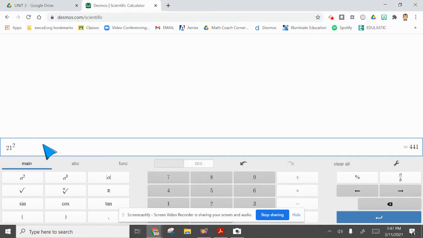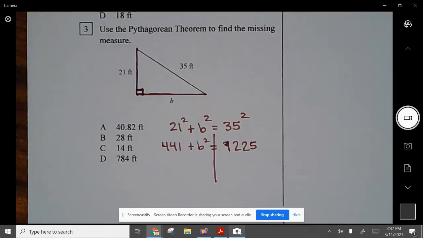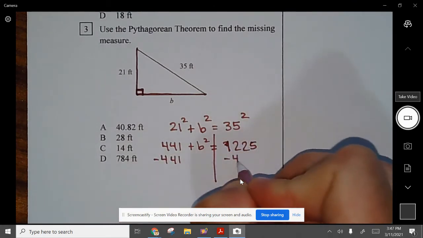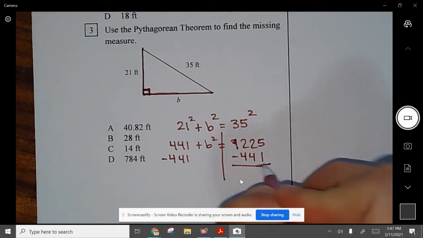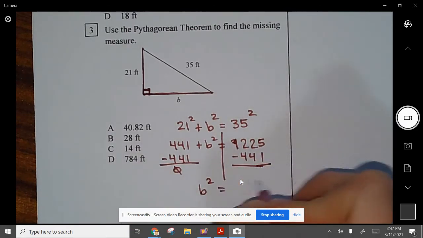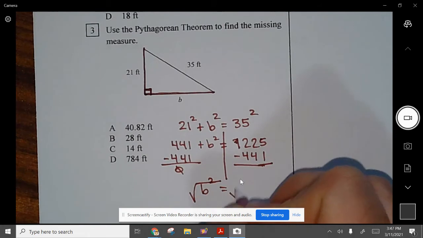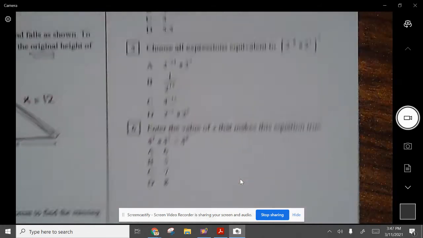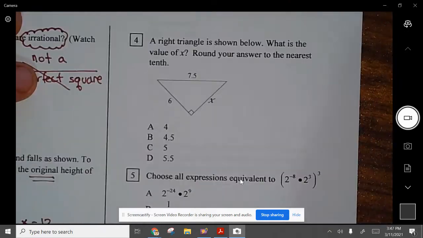What's 35 squared going to be? 35 squared is 1,225. Let me write that down. And then now what do you do? You're going to subtract 441 from here. Okay? That cancels out. Then you're going to get b squared. Whatever this equals, remember, last step, whatever that equals, square root it. You should get your answer from there. All right. Remember, I'm not going to do them all with you. I'm just here to help you. I can't hold your hand in every problem.